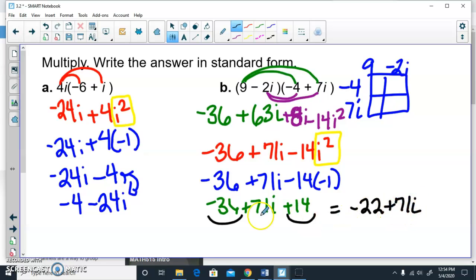On your assignment today, you're going to do some similar algebra with complex numbers. And if you need to, go back and look at these examples. There are more in the textbook as well to help you out. Good luck.